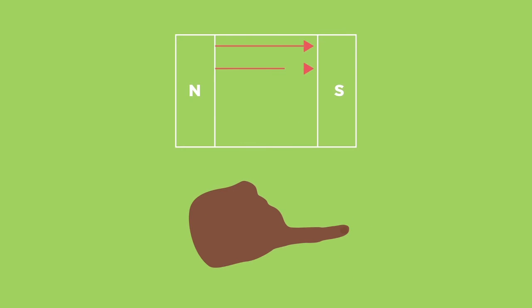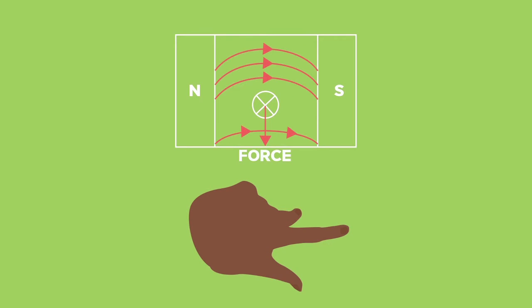Just a hint, practice this often, and it's always easiest to align your index or first finger with the field before the others. Let us practice using our left hands. The first finger points to the south for the magnetic field. The second is an X for the current, which means it goes into the page. Our thumb points down in the direction of the force.